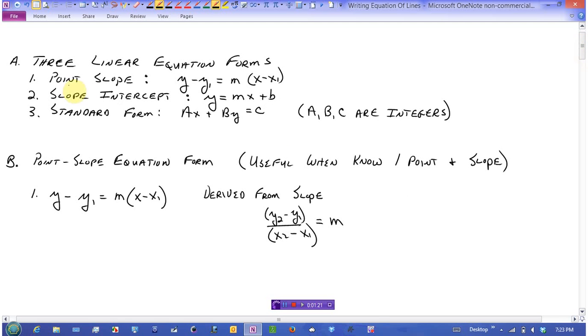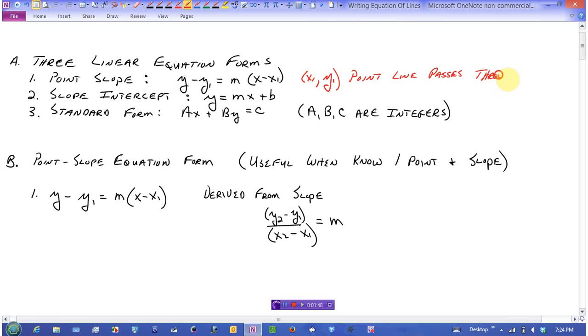Here's the point-slope form of an equation. It's y minus y1 is equal to the slope times x minus x1. And in this equation, the x1, y1 is a point that the line passes through.